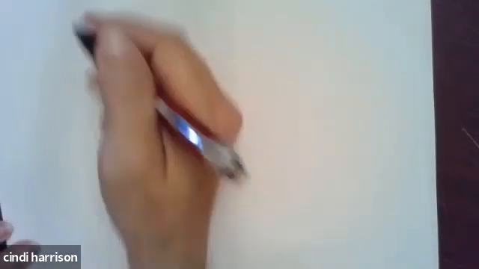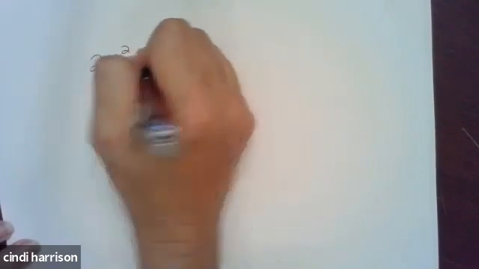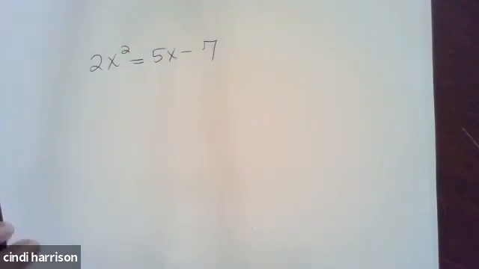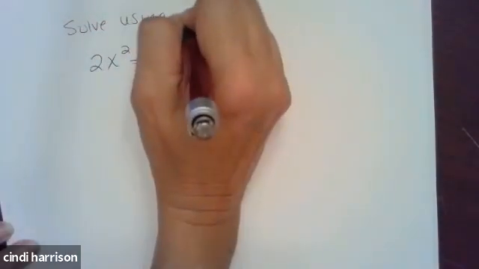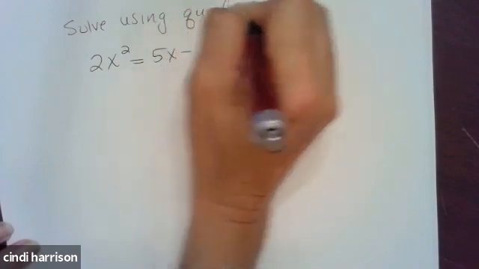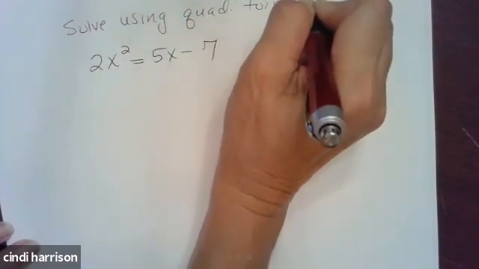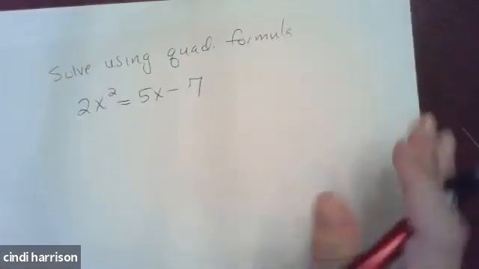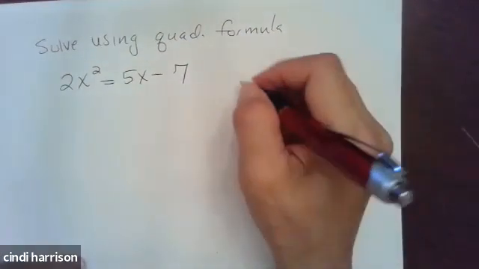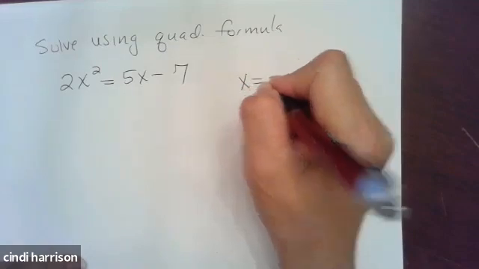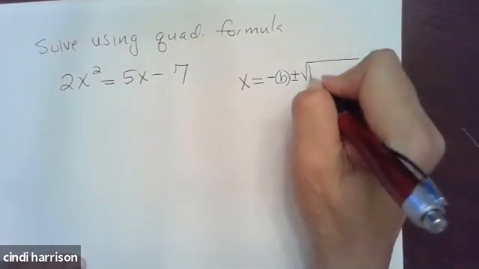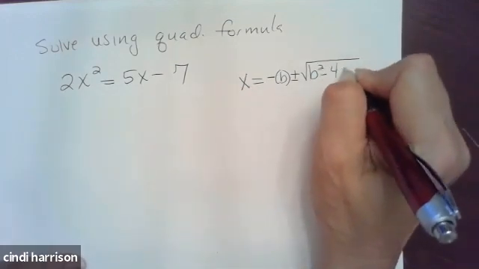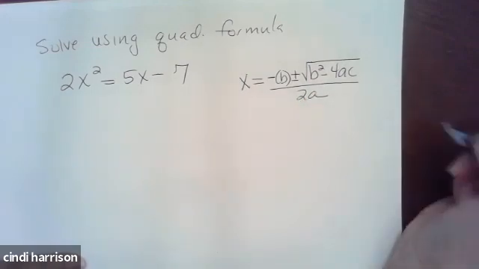So that was the square root property. The very last type of problem then would be one like this, and it would say solve using quadratic formula. So this is what we talked about on Monday. And you do need to memorize this formula. And here it is. X equals the opposite of b plus or minus the square root of b squared minus 4ac, all divided by 2a.